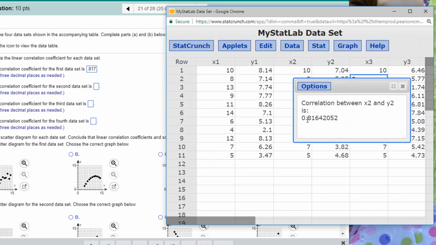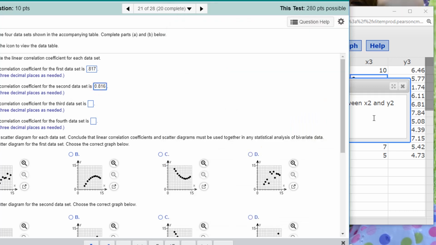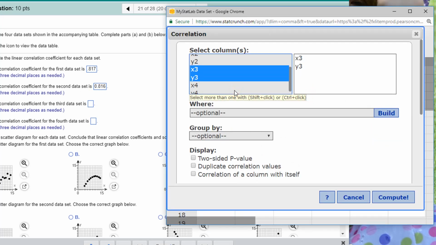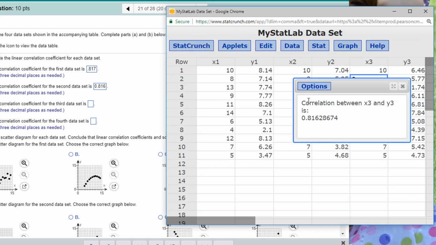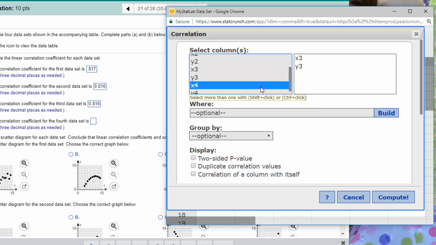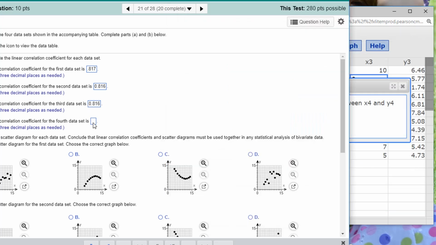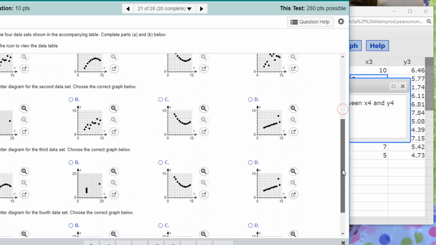0.817. Okay, well, let's go to edit, and let's pick x2 and y2. Let's compute. 0.816. Okay, that's the same. The third data set, x3 and y3, 0.816. I think that they're going to play with us. Every one of them has the same correlation, except they have very different scatter plots. x4, y4, can you guess? 0.816, actually 0.817. Now, they're going to have very different scatter plots, though.